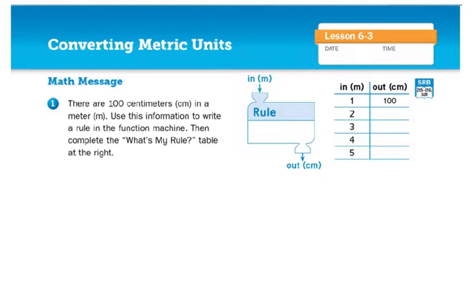We're going to go ahead and move into page 201 in your math journal, page 201. Converting metric units. Math message. There are 100 centimeters in a meter. Use this information to write a rule in the function machine. Then complete the What's My Rule table at the right. So, the rule is we are going to multiply by 100 for every meter. Do you know another way to say that is multiplying by 10 to the what power? To the second power.